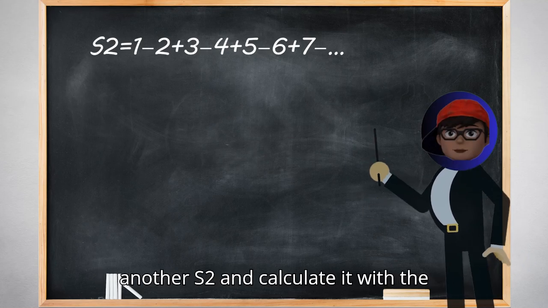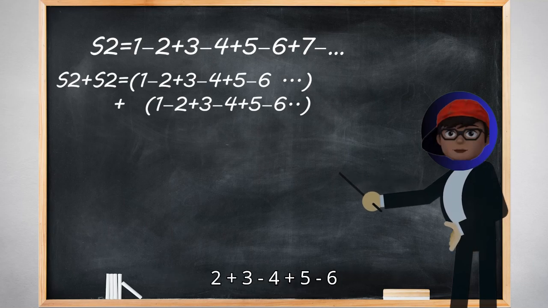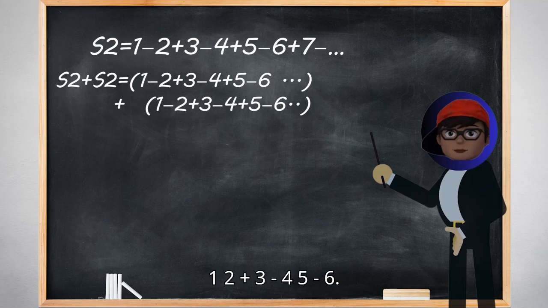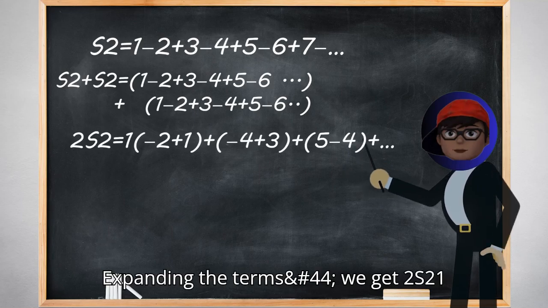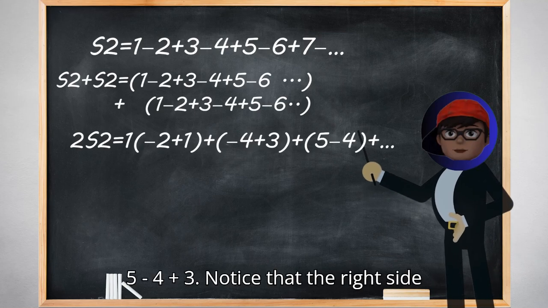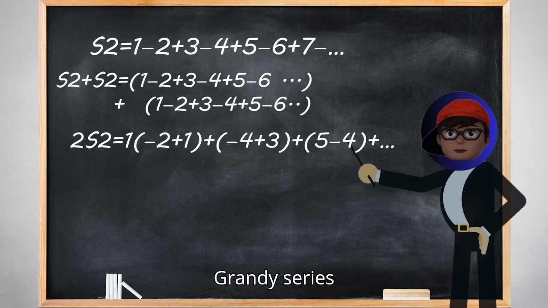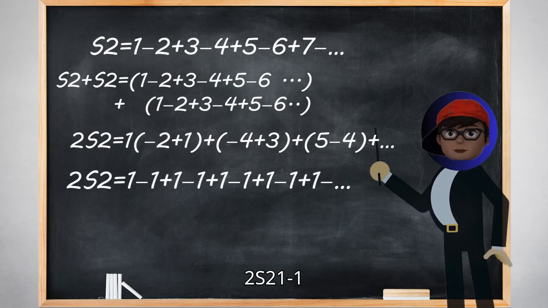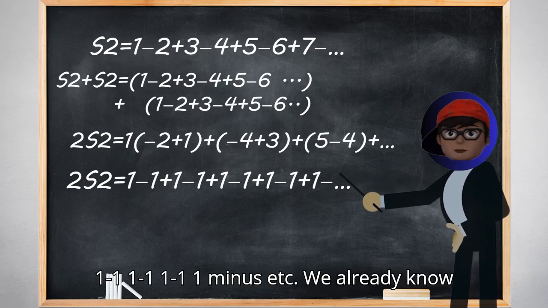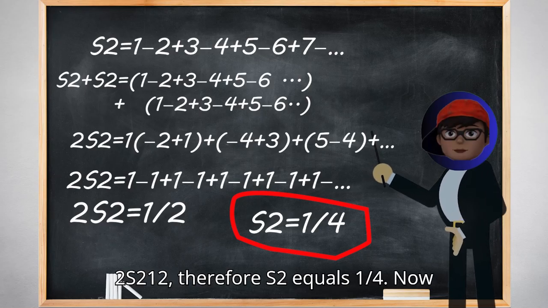Now let's create another copy of S2 and add it to the first one. So we get S2 plus S2 equals 1 minus 2 plus 3 minus 4 plus 5 minus 6, plus 1 minus 2 plus 3 minus 4 plus 5 minus 6. Expanding the terms, we get 2S2 = 1 plus (minus 2 plus 1) plus (minus 4 plus 3) plus (5 minus 4) plus 3. Notice that the right side of this equation resembles the famous Grandi series: 2S2 = 1 minus 1 plus 1 minus 1 plus 1 minus 1 plus 1 minus, etc. We already know the answer for Grandi's series, 2S2 = 1/2, therefore S2 equals 1/4.